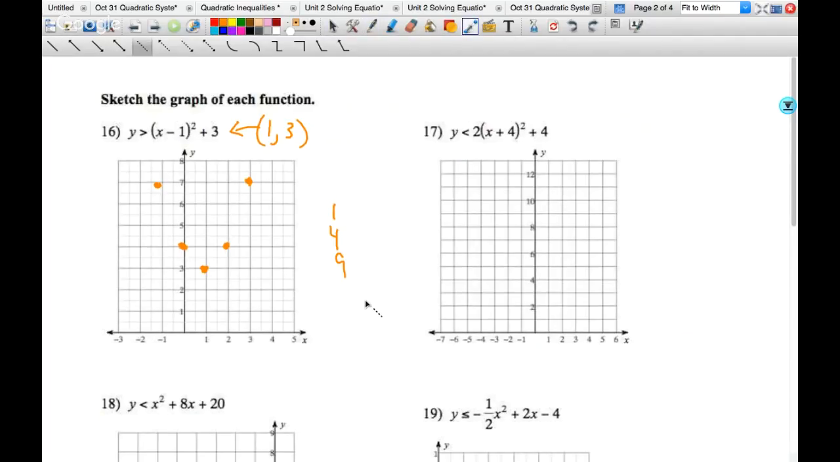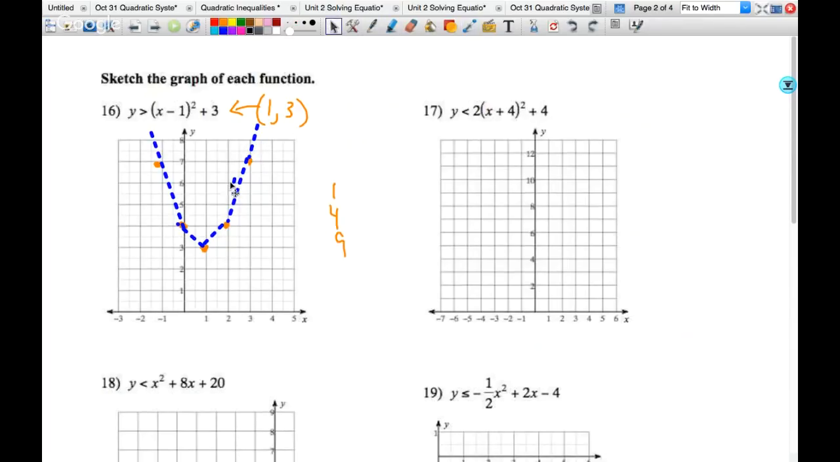Now I need to make a decision on what type of line I want to use to connect up these dots. This inequality does not include the or equal to sign, so I'm going to use a dotted line to connect up my dots. Something like that.